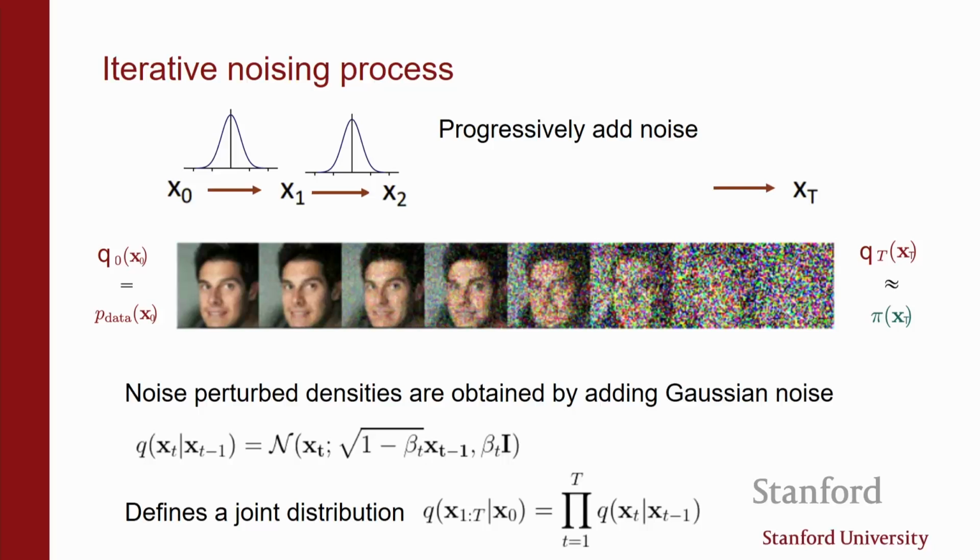So in a typical VAE, you would take x0 and maybe map it through some neural network that would give you a mean and a standard deviation for the distribution over the latents. Here, the way we get a distribution over the latents, which in this case are just x1 through xt, is through this procedure. So there is nothing learned. You just add noise to the original sample x0.